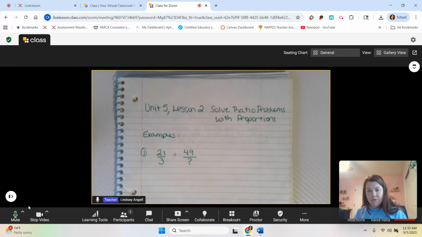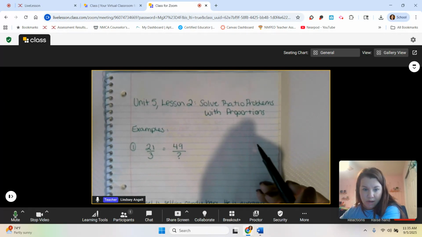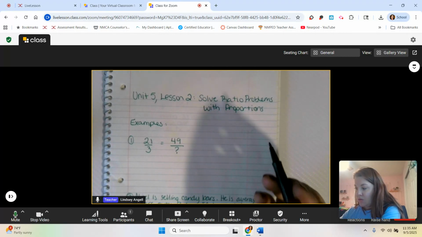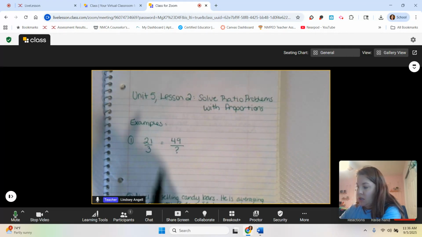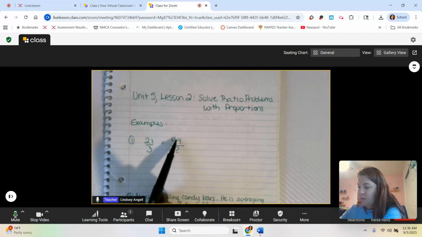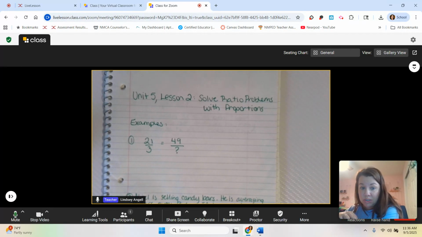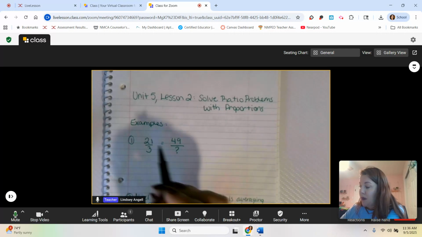And there's several ways that you can solve proportions using ratios, okay? So one way that you can do it is you can look and see, okay, well, how did I get from 21 to 49? If you can't see something right away, then again, there's two different options for how you could solve. And I'm going to go through both of them with this problem.